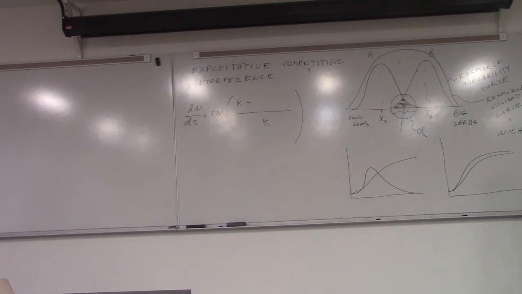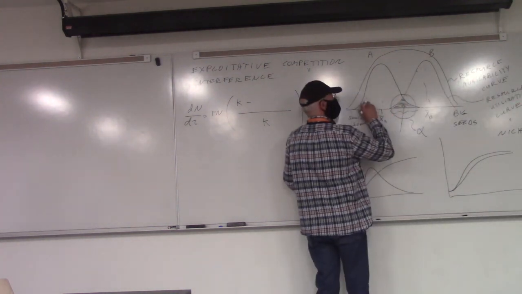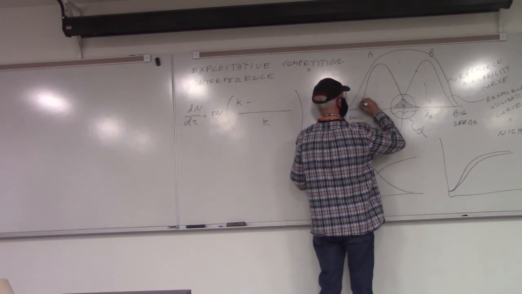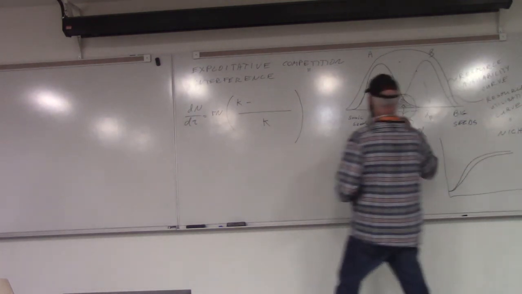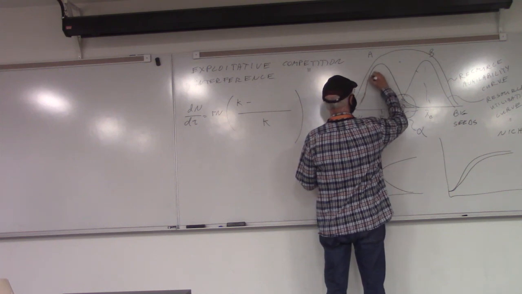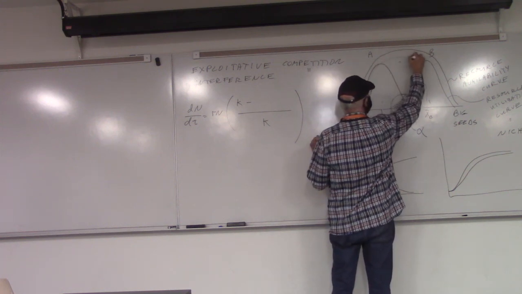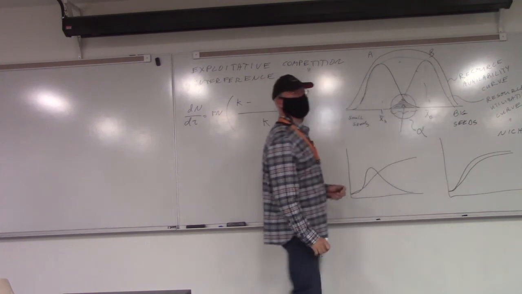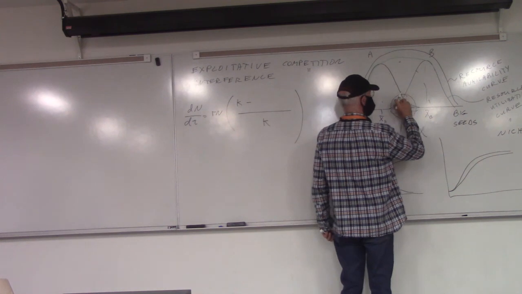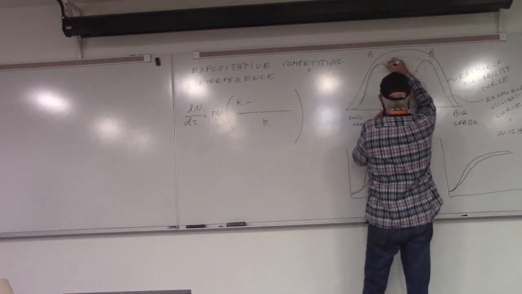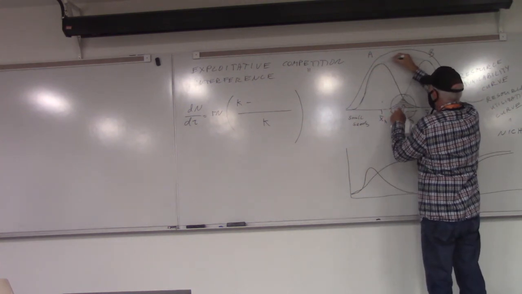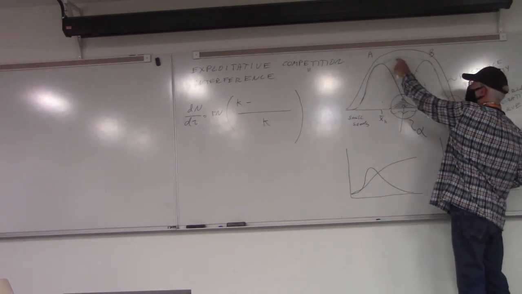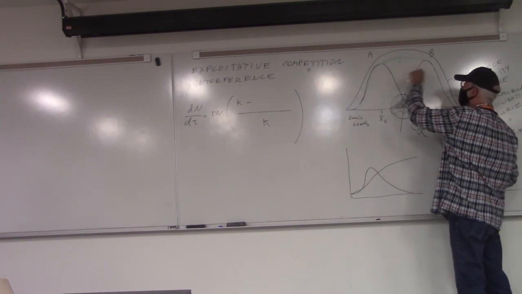Let's imagine the resources are limited. So let's add up these two curves. What do we get? I'm going to add these two, the curve for species A and for species B together. I know it's not very good. I'm going to get something that looks like that. Because starting here, it's species A plus I have to add to it species B, so it's going to look like that. So that green line is adding the curve for A plus the curve for B.